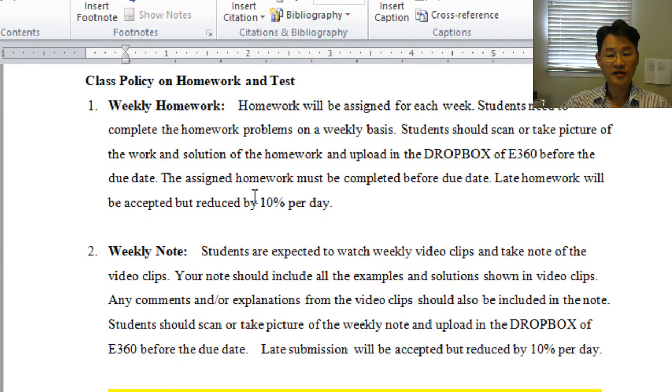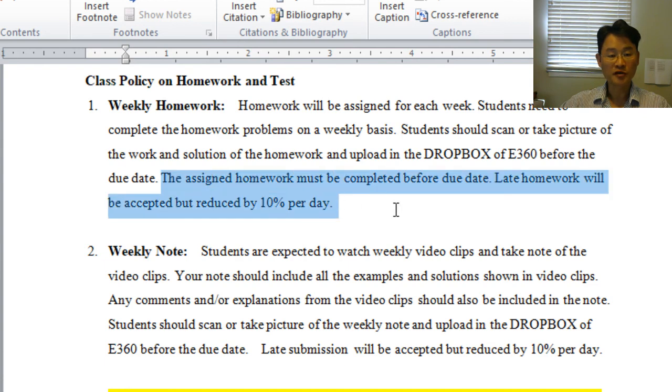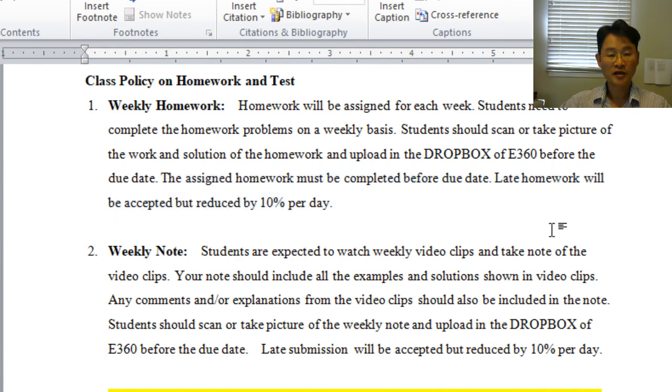Well, it's listed in here actually. Assignment homework must be completed before the due date, and late homework will be accepted but reduced by 10% per day. So if you say 10 days late, then there's no point of handing it in because you'll get nothing. If you hand it in a day later, you'll lose 10%. You're supposed to get like 100 points, but you only get 90 points, and so forth. 3 days late, 30% deduction.